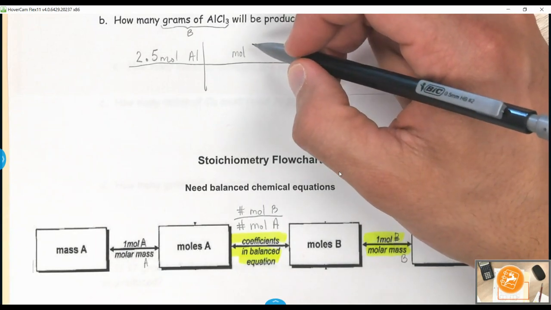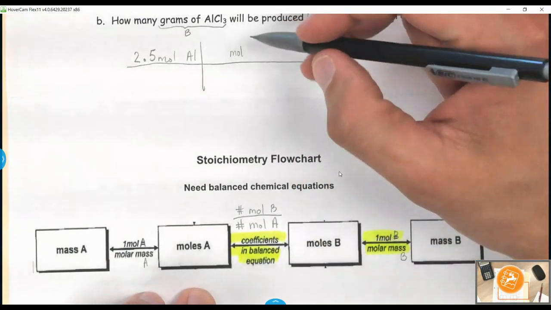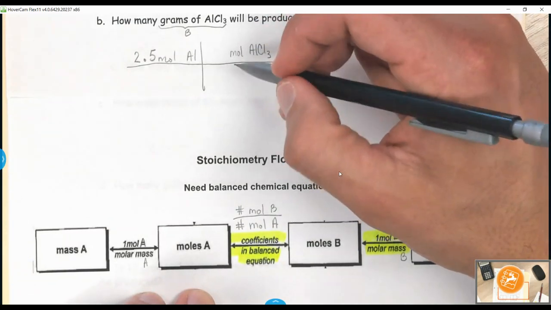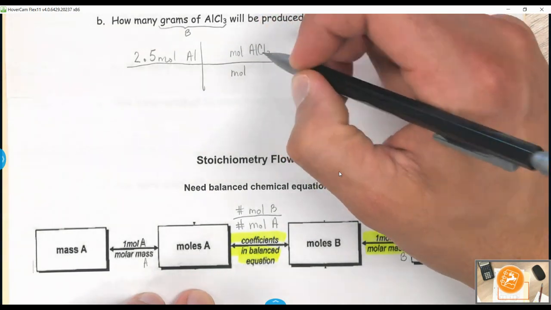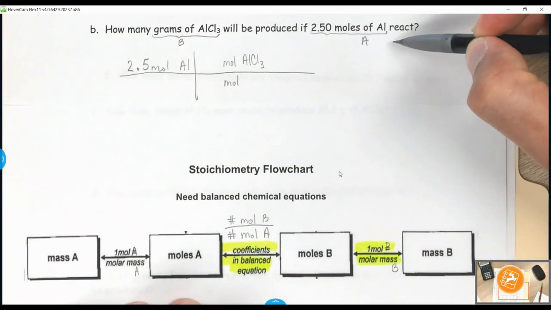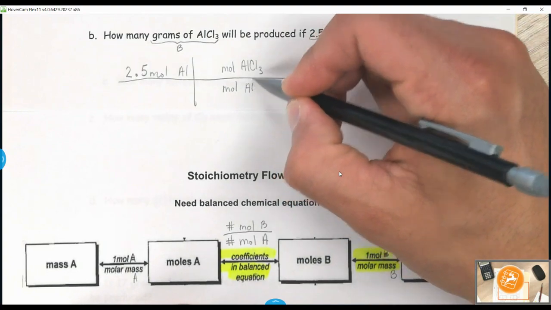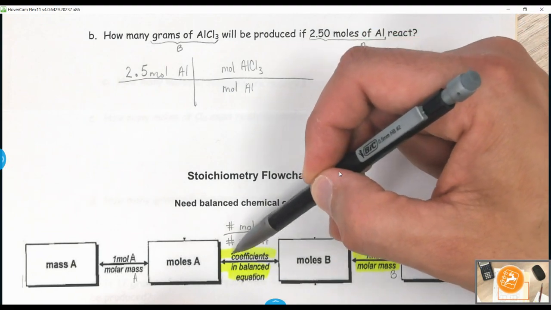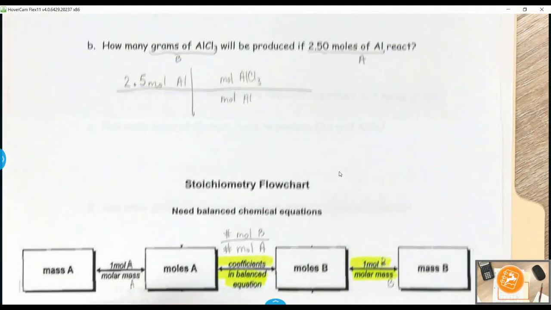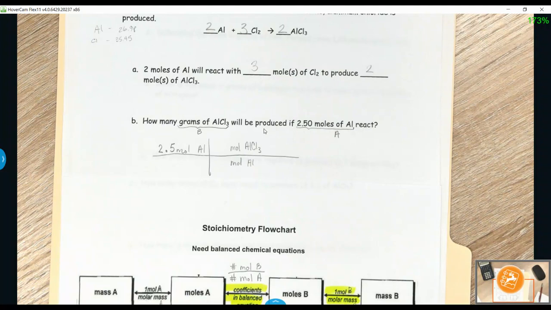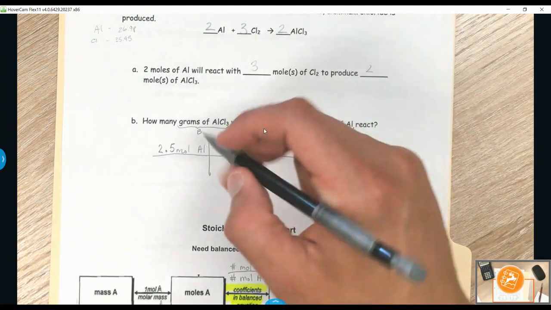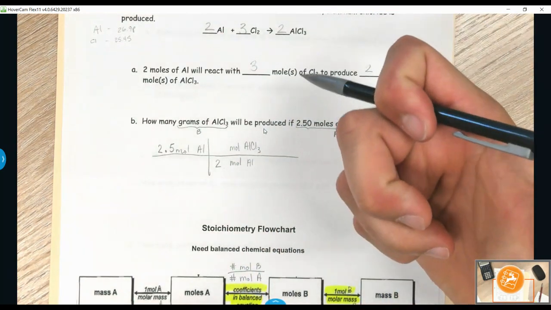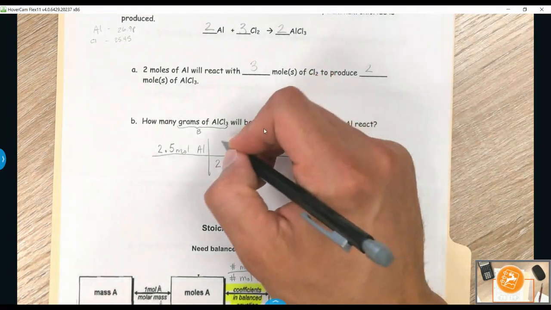All right, so guys, what we would then have to do, moles of substance B was aluminum chloride. And then moles of substance A would be Al. Now, where it says this right here, these numbers, what do they come from? They come from the coefficients in the balanced equation. So in the balanced equation that I gave you guys up top, you have 2 as the number of moles of aluminum in the beginning. And then you have 2 moles of aluminum chloride here.